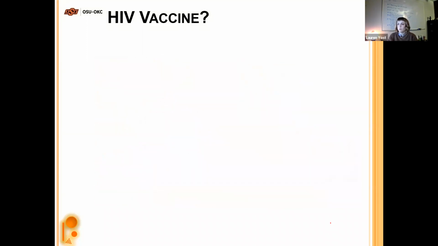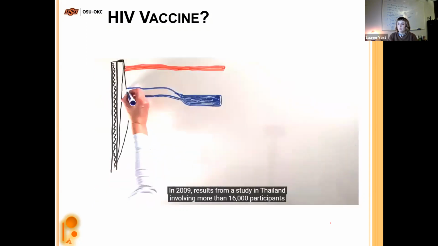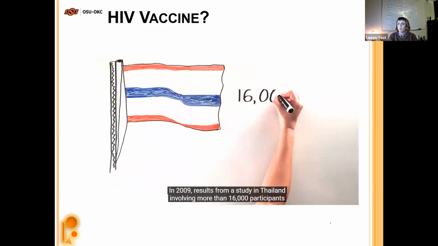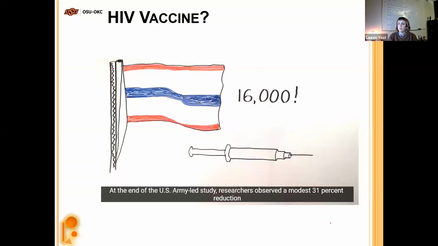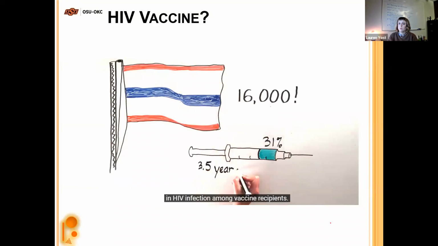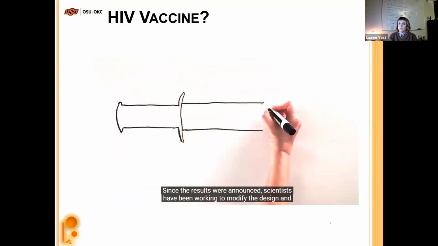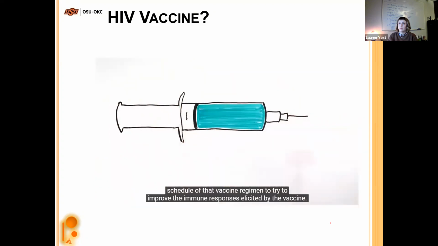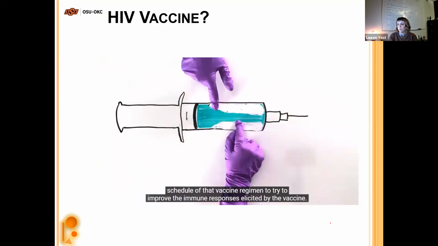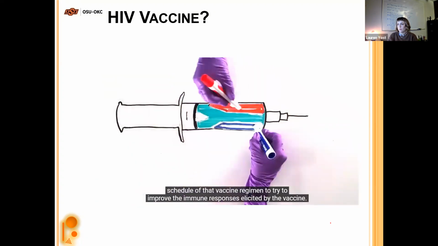In 2009, results from a study in Thailand involving more than 16,000 participants provided the first signal of efficacy for an HIV vaccine. At the end of the U.S. Army-led study, researchers observed a modest 31% reduction in HIV infection among vaccine recipients. Since the results were announced, scientists have been working to modify the design and schedule of that vaccine regimen to try to improve the immune responses elicited by the vaccine.